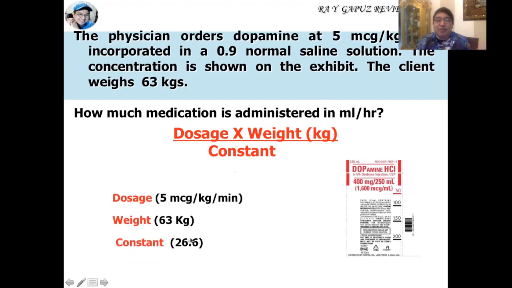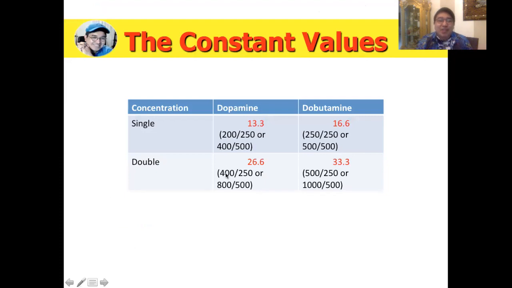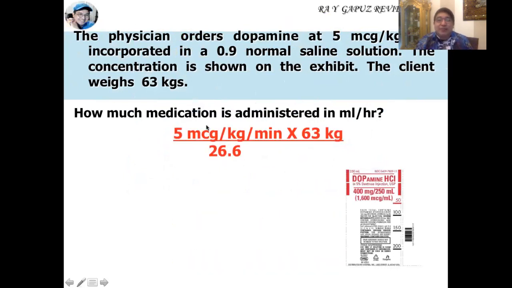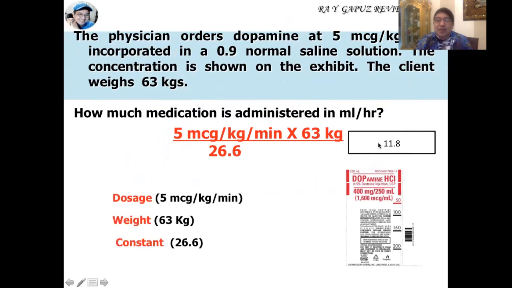And the constant would be 26.6 because 400 milligrams over 250 ml is considered a double concentration of your medication. Okay, so pay particular attention. 400 over 250 is a double concentration, so we make use of the constant 26.6. Okay, so as we substitute the dosage with 5 microgram per kilogram per minute, and then the weight with 63, and then the constant with 26.6, and then we compute, and we get 11.8.